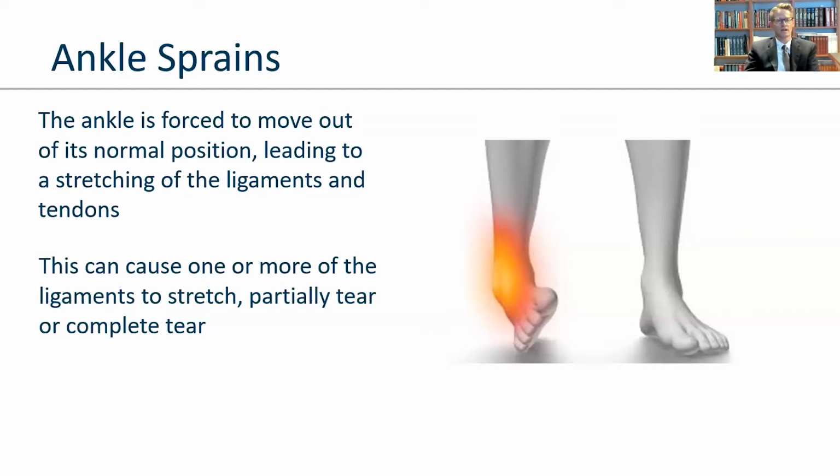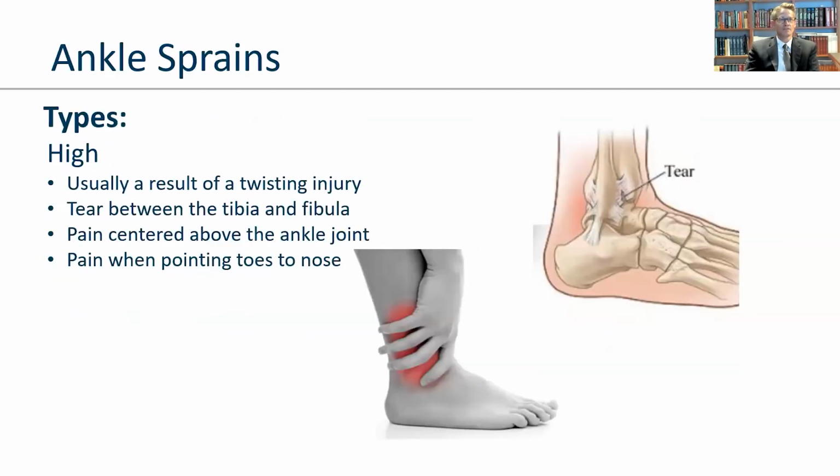The second most common thing that we see here in Flagstaff and in Prescott Valley as far as the foot and ankle. The ankle sprain is defined as a force when the ankle is forced to move out of its normal position, leading to stretching of the ligaments, tendons, and possible fracture. These can be stretched, partially torn, or completely torn. So you've got multiple types of ankle sprains.